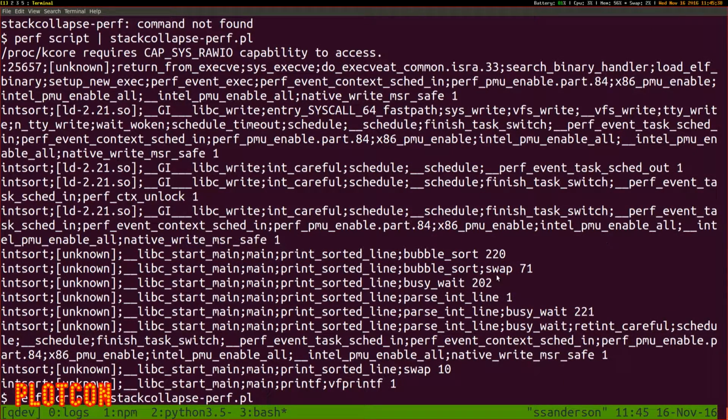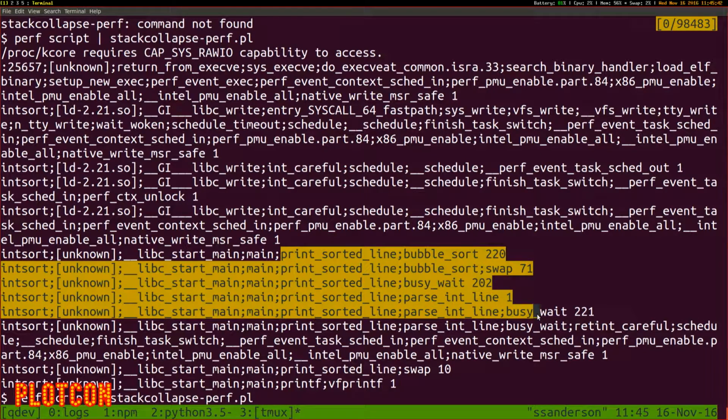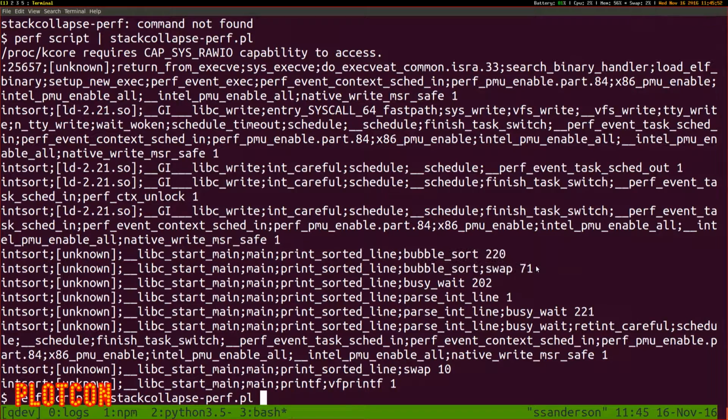For all of these ones that we actually have a fair amount of samples for, they start with main and then print sorted line and then bubble sort. Sometimes we got a sample that was just in bubble sort, sometimes in swap inside of bubble sort, sometimes we were in busy wait. So it would be nice if we had some visualization that could actually respect and show us that tree structure.